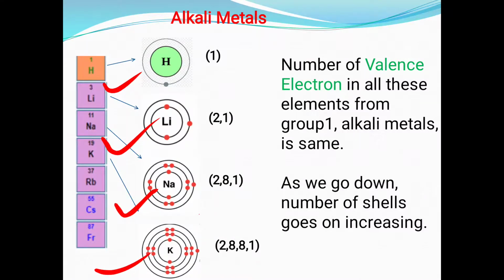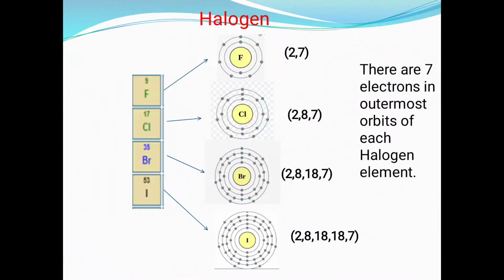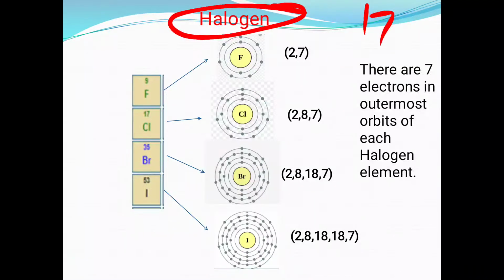As you go down in the group, you will find that the number of shells goes on increasing. So the number of valence electrons in all these elements is the same, that is 1, but as you go down, the number of shells goes on increasing. Okay, let's see another example. This is the halogen group, which is group number 17. Here fluorine, chlorine, bromine and iodine form the halogen group.